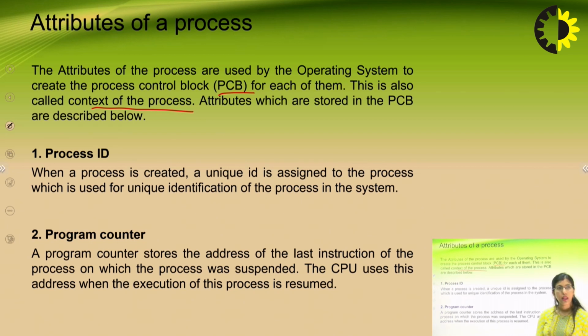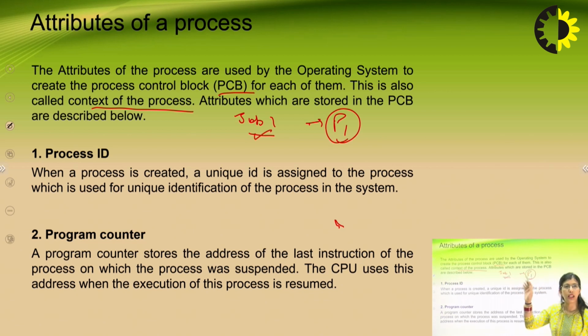Attributes which are stored in the PCB: the first one is, when a new process is created, it is assigned an ID which is unique and used for identification of a process in the system. Let's say there is a job 1. So this job is given P1. So this is the process ID. It will be known as P1 when it comes to the CPU.